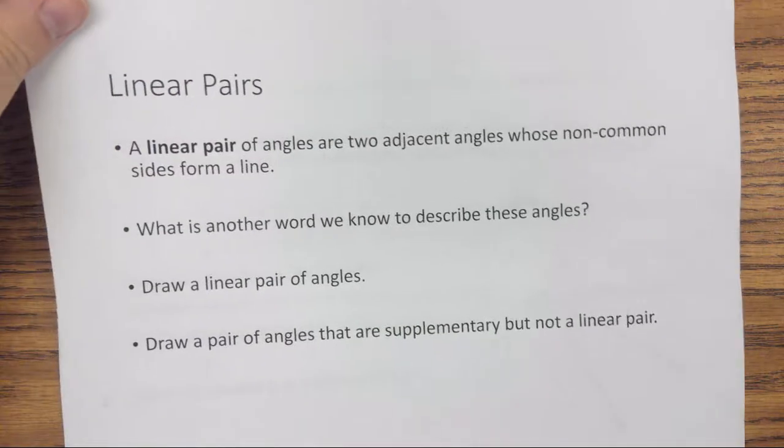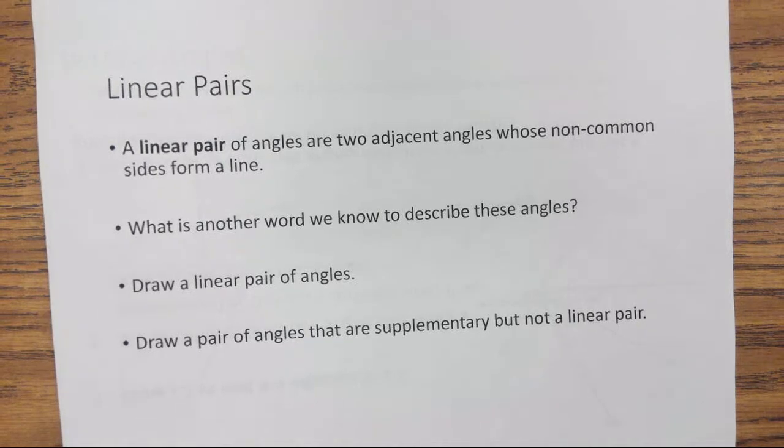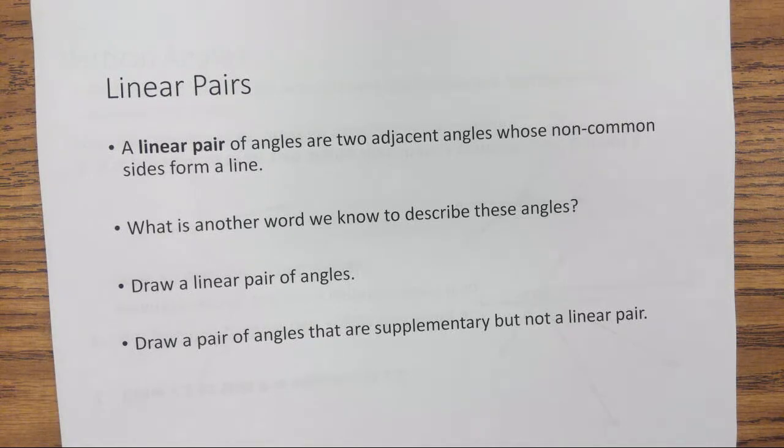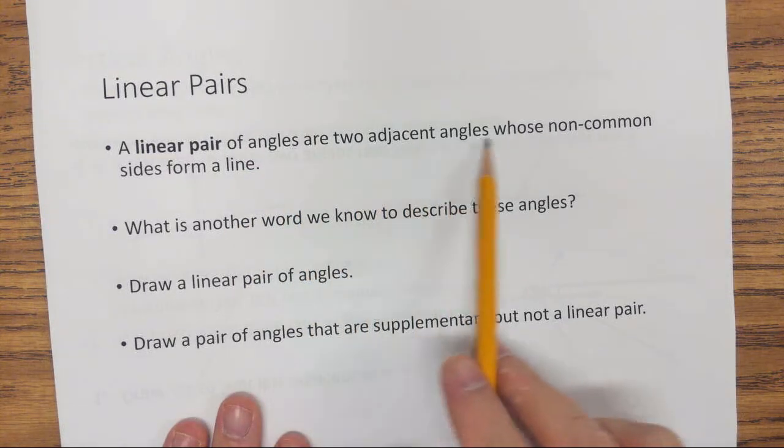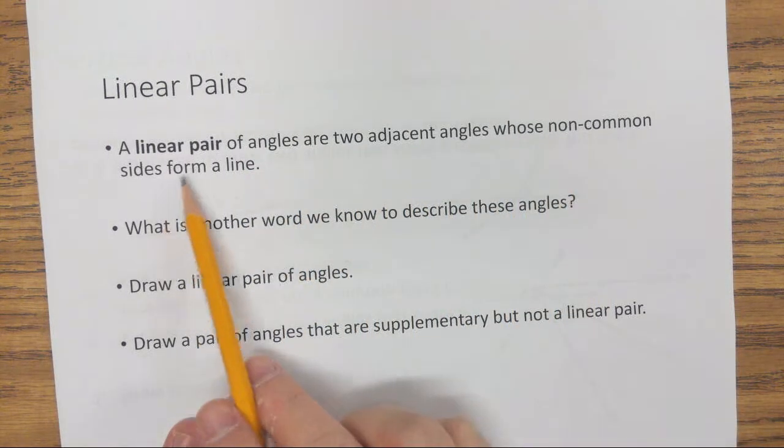All right, here's another definition for you. These angles are called linear pairs. A linear pair of angles are two adjacent angles whose non-common sides form a line.